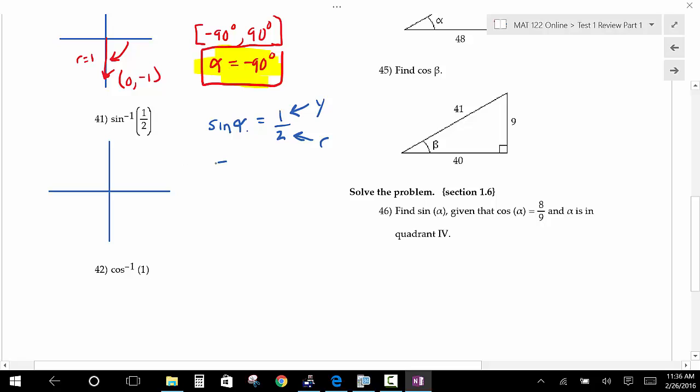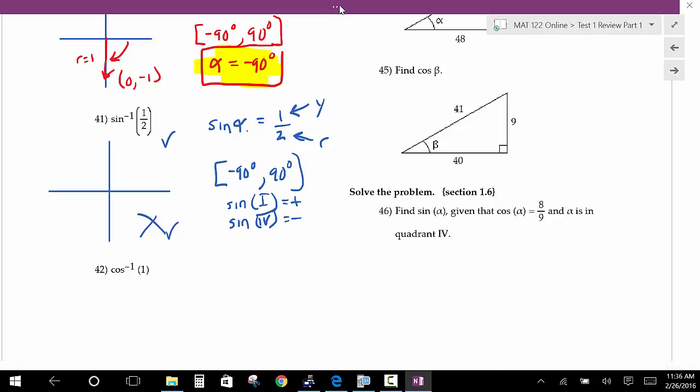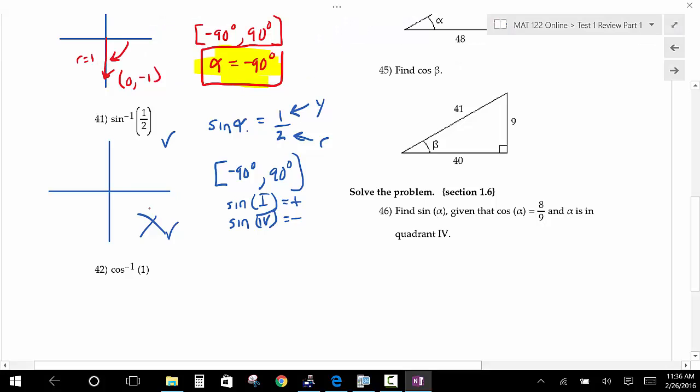The other thing to consider is the range of answers on an inverse sine is negative 90 to 90. So you're either there or you're there. And the idea is the sine of a quadrant 1 angle is going to give you a positive answer. The sine of a quadrant 4 angle is going to give you a negative answer. So you cannot be there because I gave you a positive 1/2. So that means that you're in quadrant 1. So we're going to draw a quadrant 1 reference triangle and try to figure out what's going on.